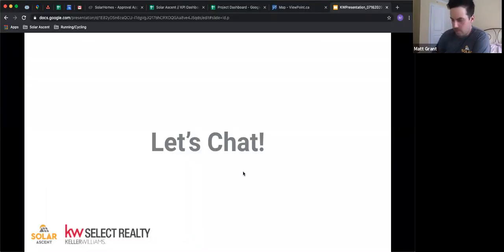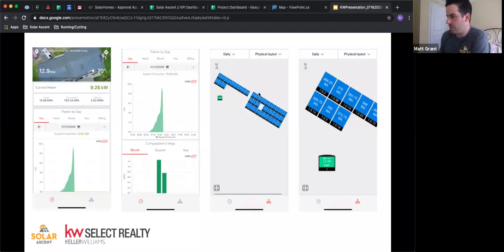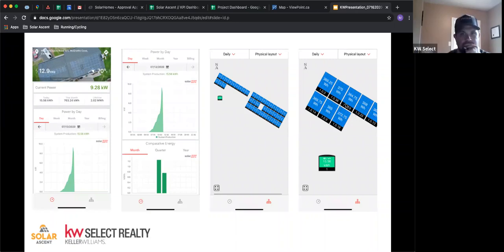But we get a ping from the inverter. So homeowners will get an email notification, and we'll get a notification, because you can monitor the system down to the individual panel level. So if you see here on the right, I can see what each specific panel is putting out at any point in time as well.